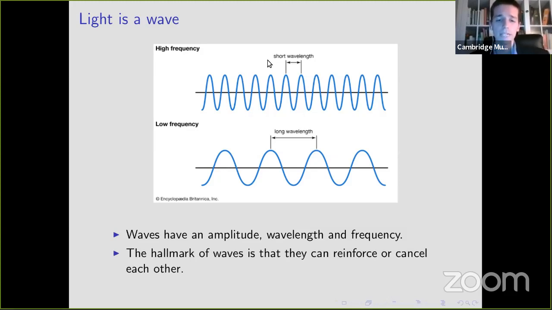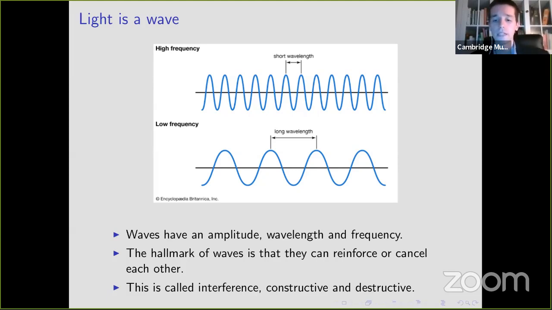The hallmark of waves is that they can reinforce or cancel each other. So we would expect that it happens with light as well, just as it happens with water waves. This is called interference. The reinforcement is constructive and the cancellation is destructive.